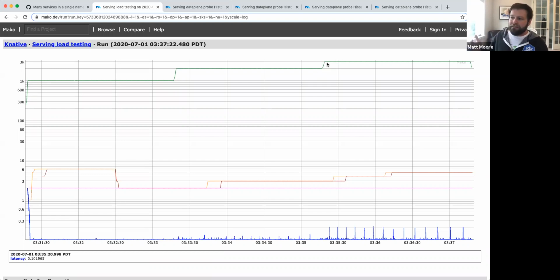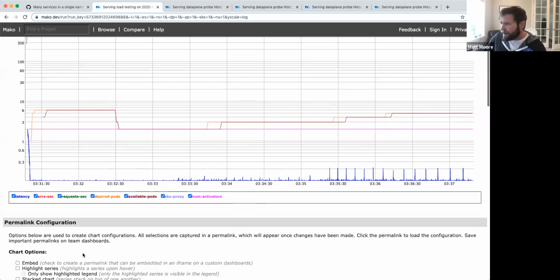Just for people who don't know the acronym, QPS stands for what? Sorry. Queries per second, RPS, requests per second. So we're basically running a load generator and sending 1,000 requests every second for the first 2 minutes, then 2,000, then 3,000. So that's these steps you see here. And it starts at 0 with the service scaled to 0. So I don't think there's any errors.